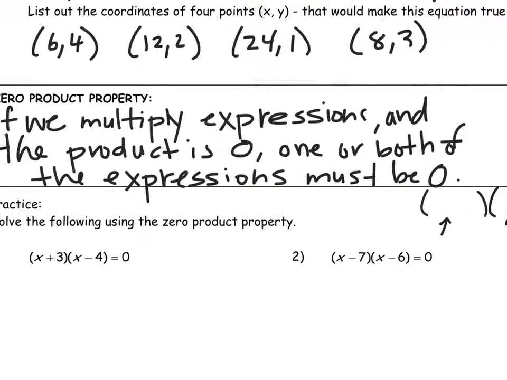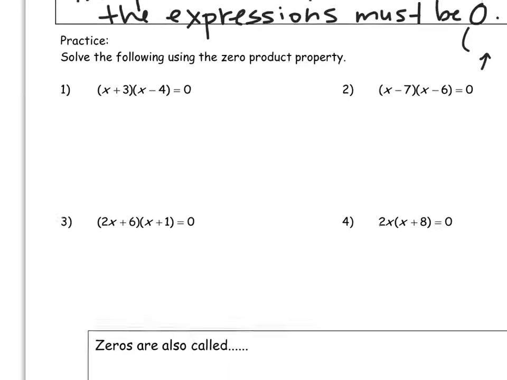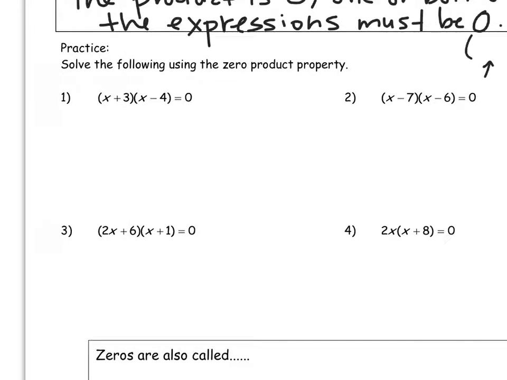Okay, let's look at some examples of how this works. So every one of these examples, if you notice right away, has two sets of parentheses. One set of parentheses, two sets of parentheses. Let's look at the next one. One set, two set, and they're multiplied. One set, two set. Number 4 looks slightly different. I don't have parentheses, but I have one thing, 2x, multiplied by parentheses. I can actually, and I want you to do this, put parentheses around the 2x. So every one of these problems has two things multiplied, and also every one of these problems is equal to 0.